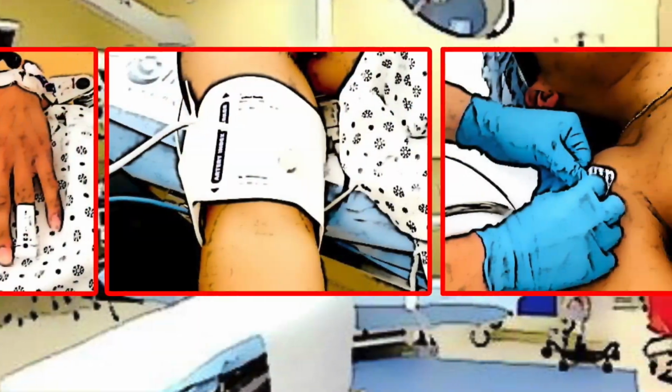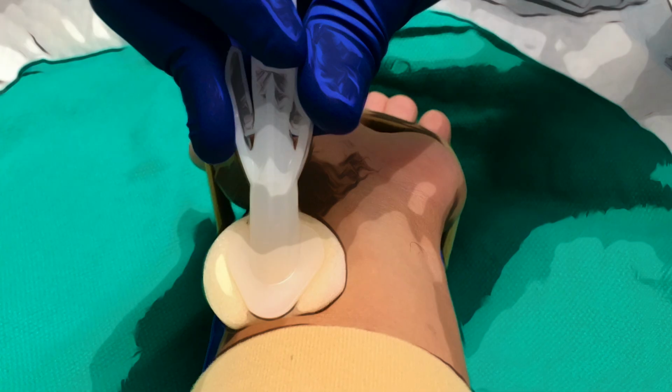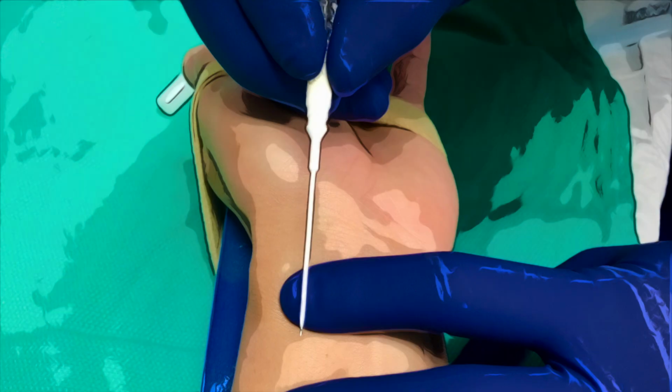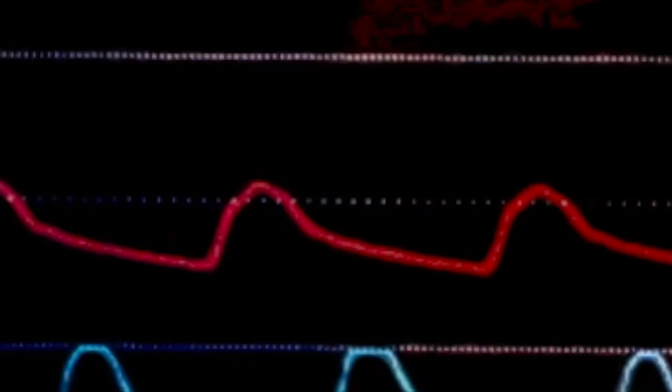And in the operating room, we apply several monitors that will help us get you through surgery as safely as possible. This includes an arterial line that we place while you are still conscious, which is used to analyze your blood and measure your blood pressure as the heart relaxes and squeezes beat to beat.